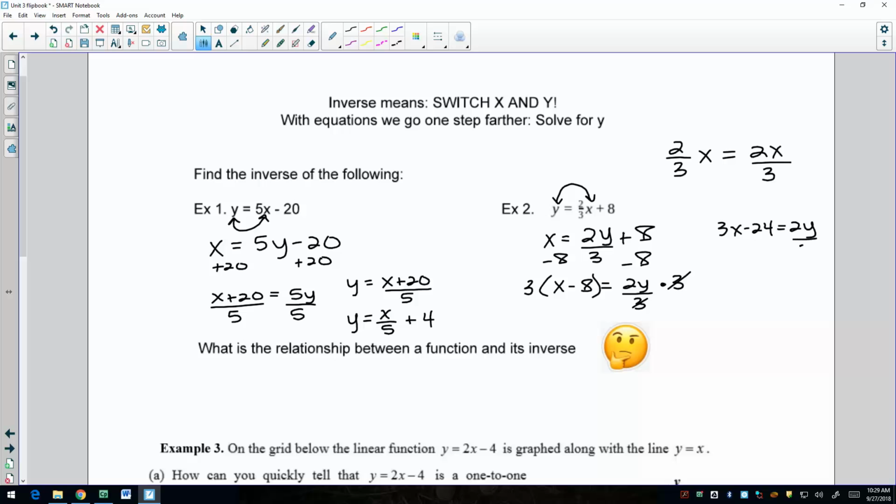And lastly, you're going to divide everything by 2. And again, I'm going to leave it. This is one way to leave your answer, 3x minus 24 all over 2 equals y. Or you could divide them separately. So you would get 3 halves x minus 12 equals y. But again, I want to look at this one to answer this question down here.